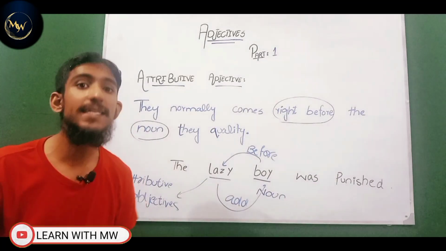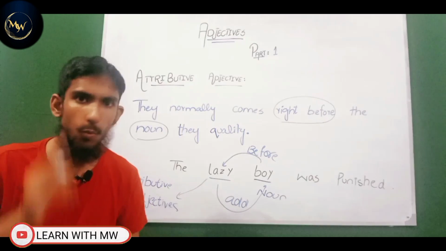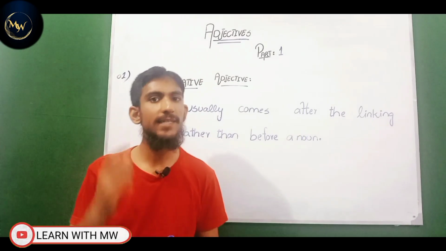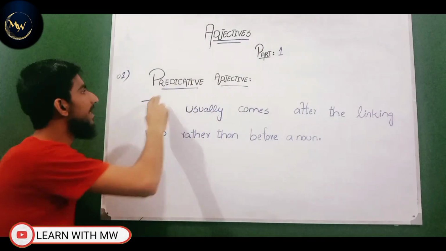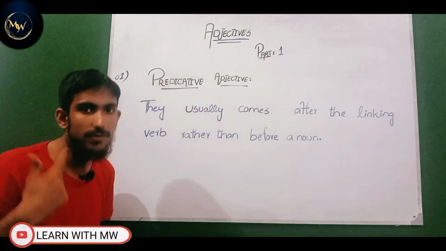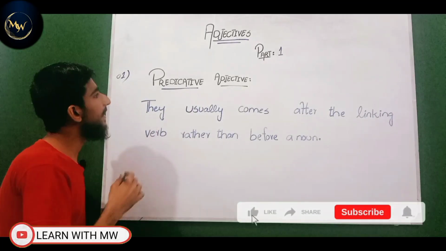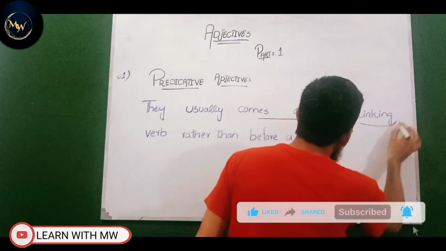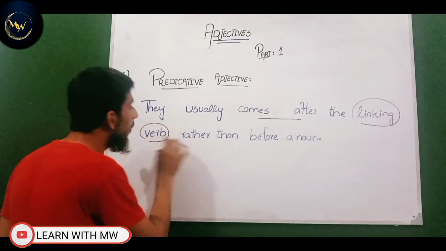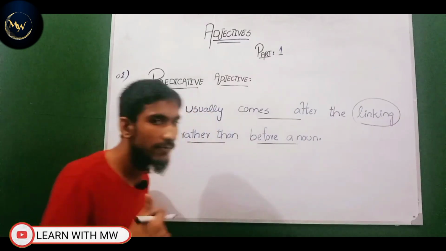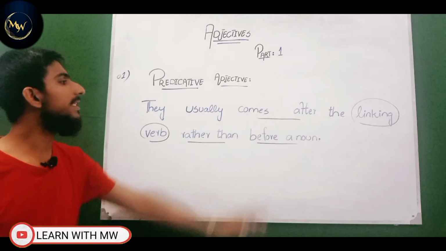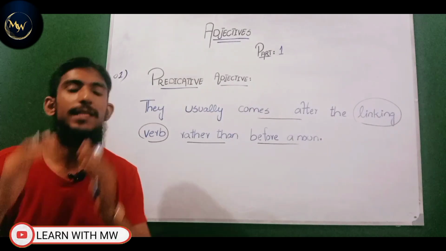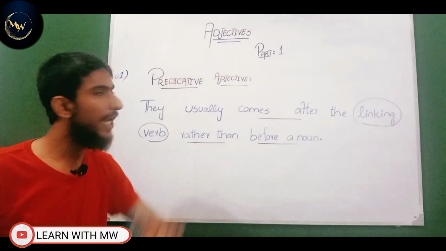Now we will be discussing the second place of adjective as well, which is predicative adjectives in English grammar. So look at what predicative adjectives are. They usually come after the linking verb rather than before the noun which they qualify. Those adjectives that come after the linking verb are basically called predicative adjectives.